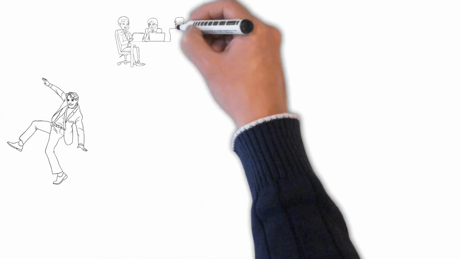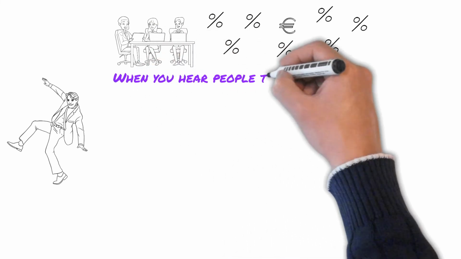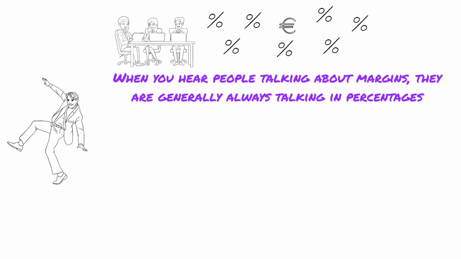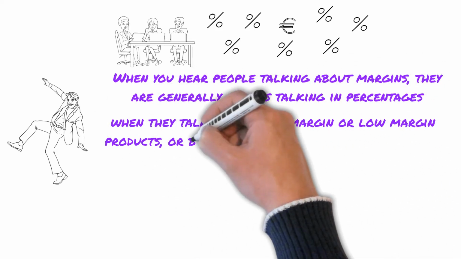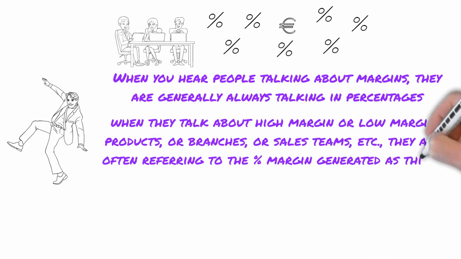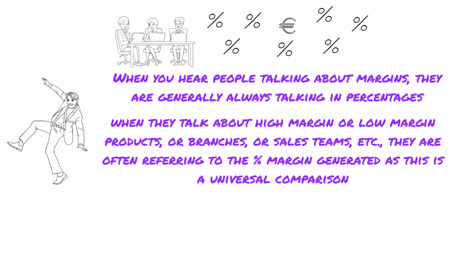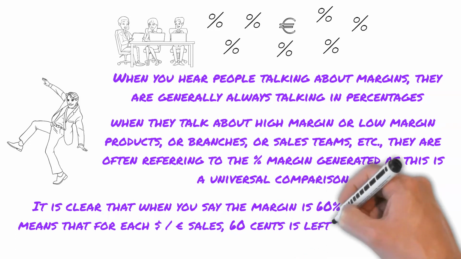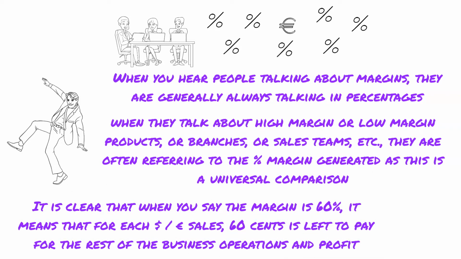When you hear people discuss margins, they are generally referring to the percentages. When you discuss absolute values, it is usually to put something in perspective. In other words, we generated 1 million margin with Vial 1, 4 million euros margin with Vial 2 and 1.2 million margin with Vial 3, etc. The same applies when people discuss a high or low margin business, which can be products, branches, teams, regions, locations, etc. Percentages make them comparable, with absolute values adding to the discussion. Margins put things in perspective. It is clear that when you say the margin is 60%, for each dollar or euro of sales, 60 cents is left over to pay for the business operations and profit.